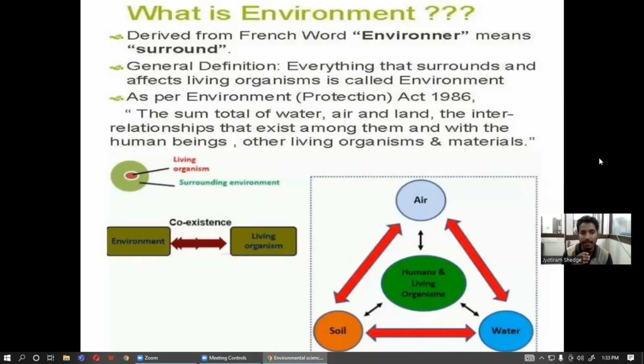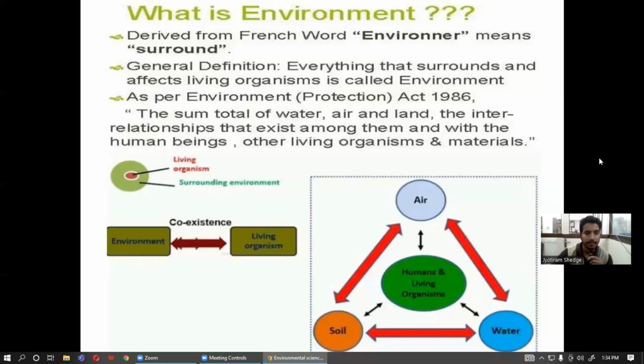Environmental science means the sum total of water, air, and land and the interrelationships that exist among them, with human beings, other living organisms, and materials. In simple words, it is the study of living components as well as non-living components and their interrelationship in a physical environment.